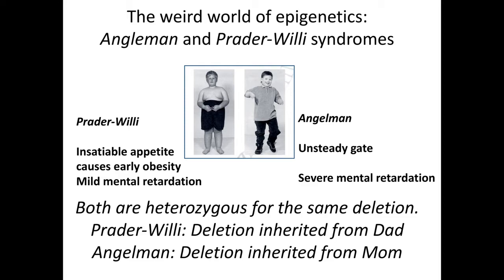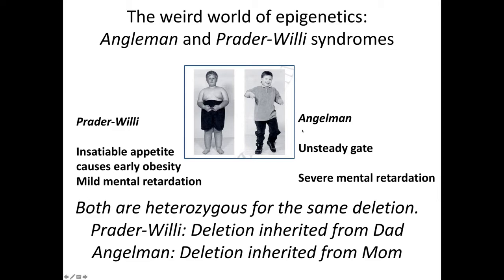This form of insatiable appetite is so extreme that children that have Prader-Willi will wake up in the middle of the night and eat all the food in the refrigerator. So parents of children who have Prader-Willi have to lock all of the cabinets in the refrigerator. Children that have Angelman syndrome have an unsteady gait and then severe mental retardation. So there are big differences between Prader-Willi and Angelman.